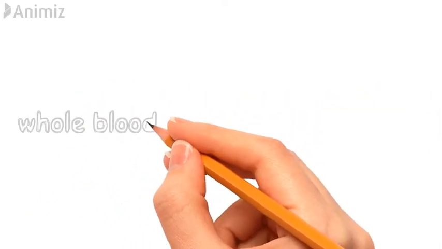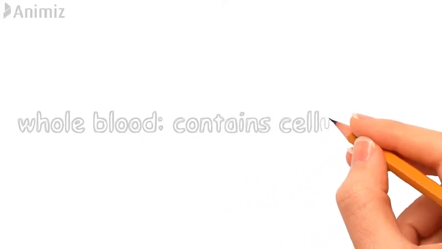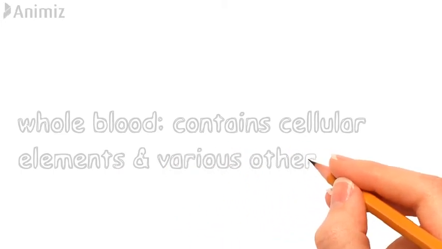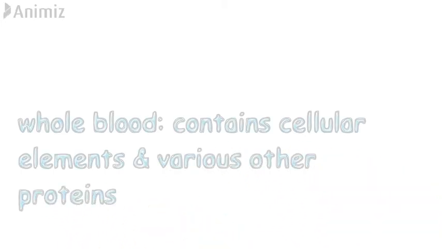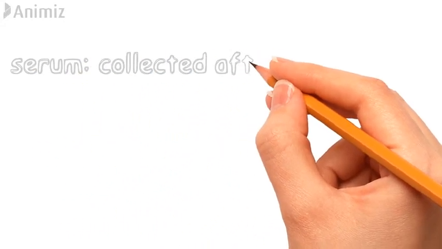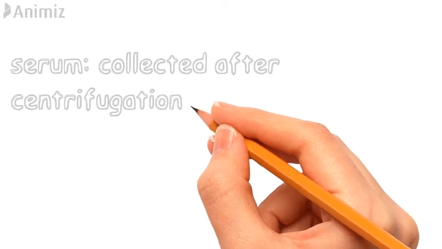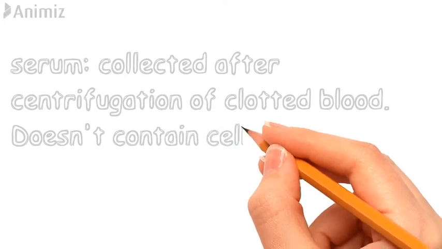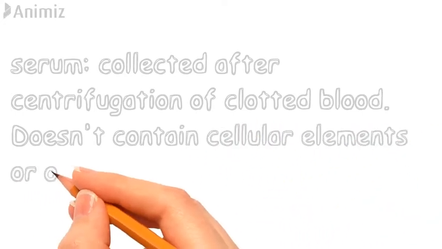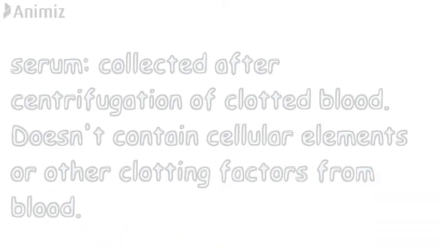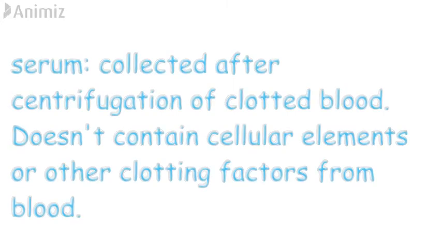Before that, we can discuss the difference between blood, serum, and plasma. Whole blood contains cellular elements including RBC, WBC, platelets, and various other proteins. Serum is collected after centrifugation of clotted blood, and the supernatant fluid is called serum. That is, the clot is removed and the supernatant after clotting of blood and centrifugation is called serum. Serum doesn't contain cellular elements or clotting factors from blood.